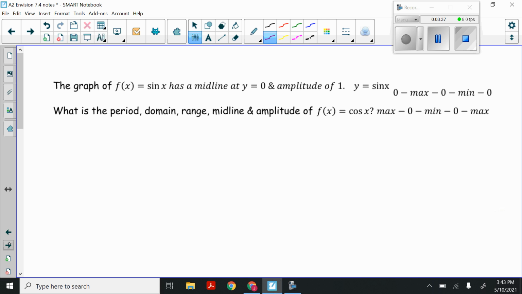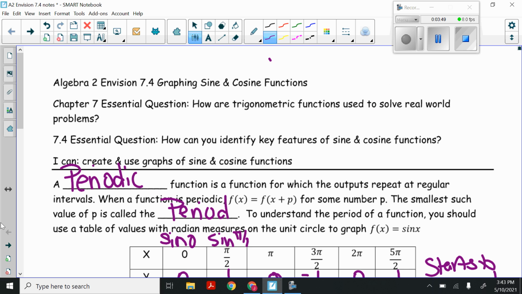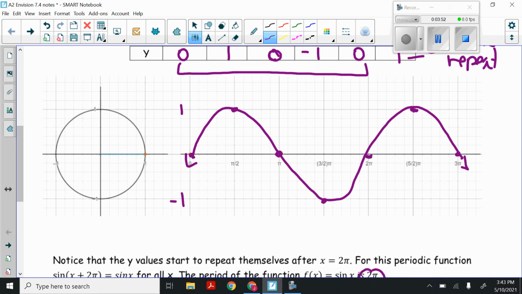The graph of f of x equals sine x has a midline at y equals 0 and an amplitude of 1. There's a little shortcut that I like to give you when we're graphing sine. That's O, max, O, min, O. So if we come back over here and look at this graph, I start at an O, then I go to a maximum, then I go to an O, then a minimum, and then back to an O. So O, max, O, min, O. Then I repeat it. Max, O, min, O. So I could just keep doing that. This is for the sine of x. We'll always have that pattern.